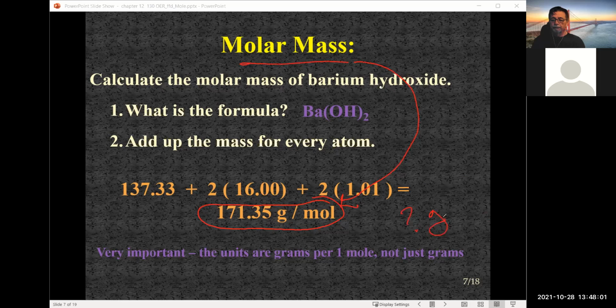Can you ask it again? Yeah, how many grams of barium hydroxide do I need to give me 1 mole of barium hydroxide?